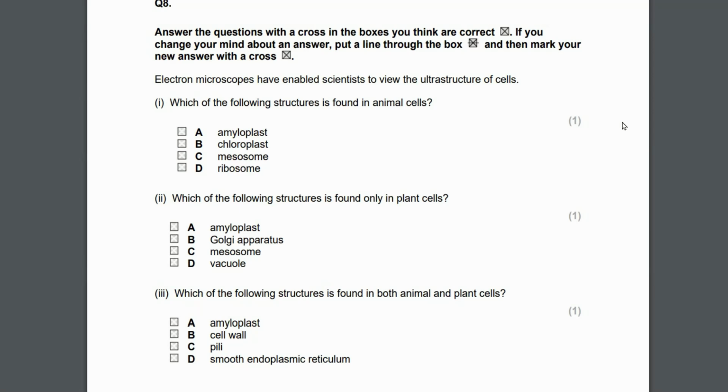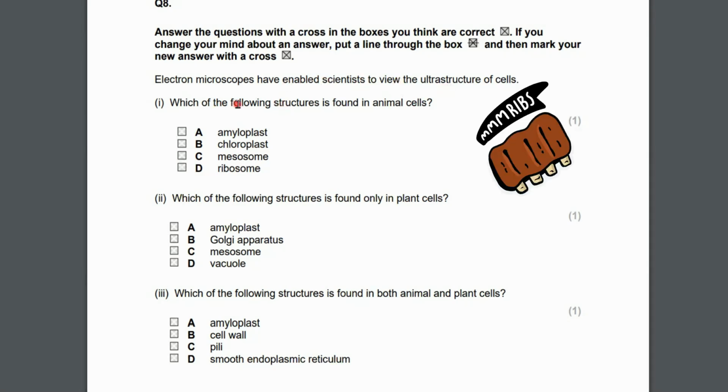Question 8, electron microscopes have enabled scientists to view the ultrastructure of cells. That means the organelles and the small things inside. Which of the following structures are found in animal cells? So you have the amyloplast, the chloroplast, the mesosome, or the ribosome. Ribosome. Yeah.